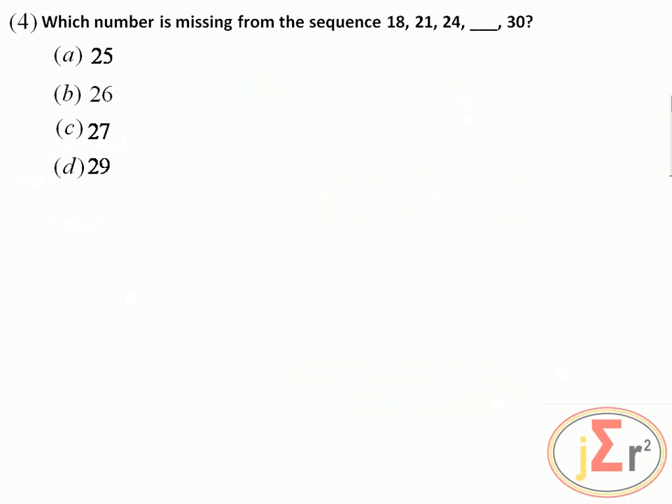Which number is missing from the sequence 18, 21, 24, dash, 30? 27. Jerry said that the one that is missing is 27, and he's laughing. If it is not 27, Jerry, you will have to pay.